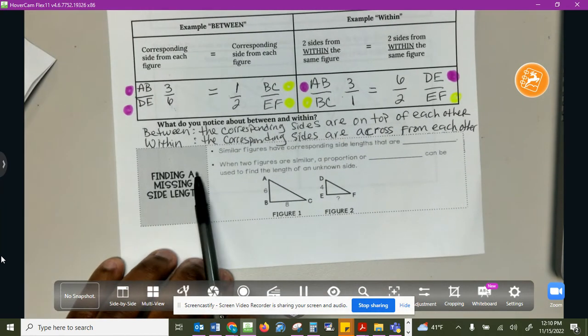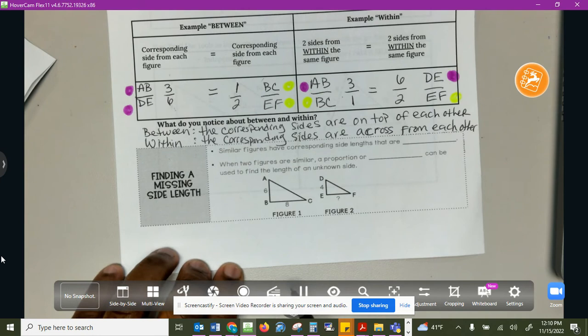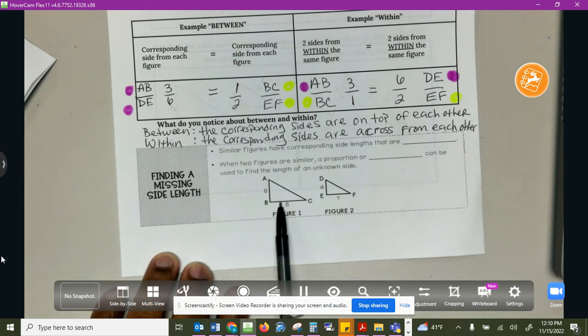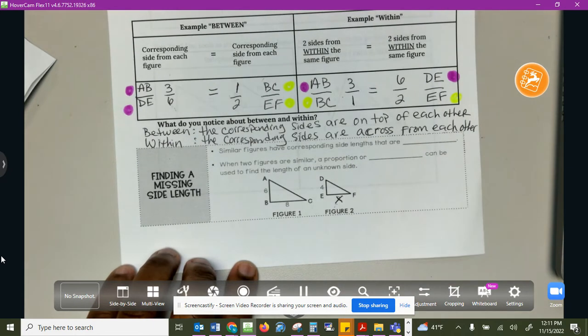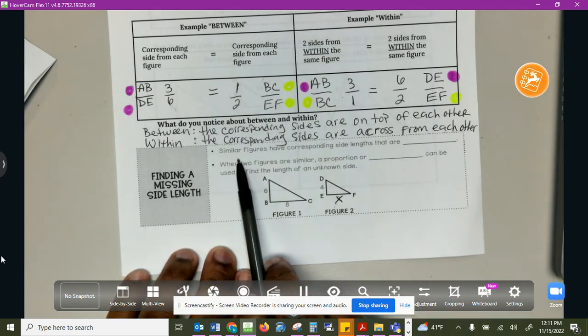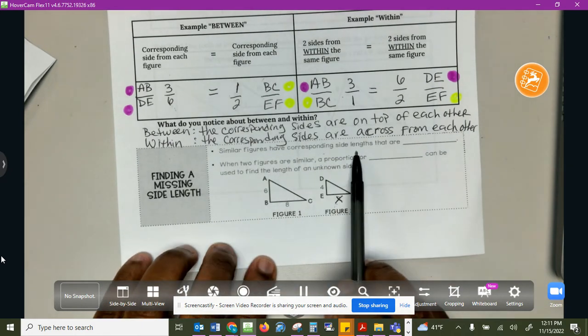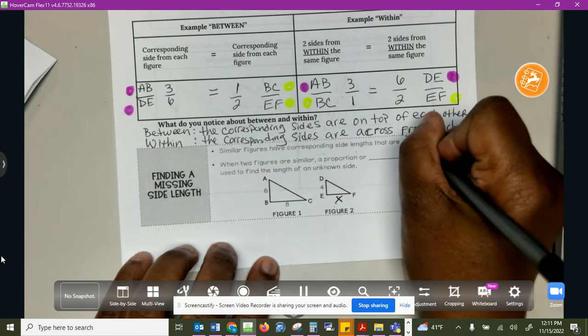So now we're talking about finding a missing side length. So what happens when I have a triangle like this and I don't have a side? Well, when there's no side, we know that means that there's an X that exists there. So similar figures have corresponding side lengths when they are proportional.